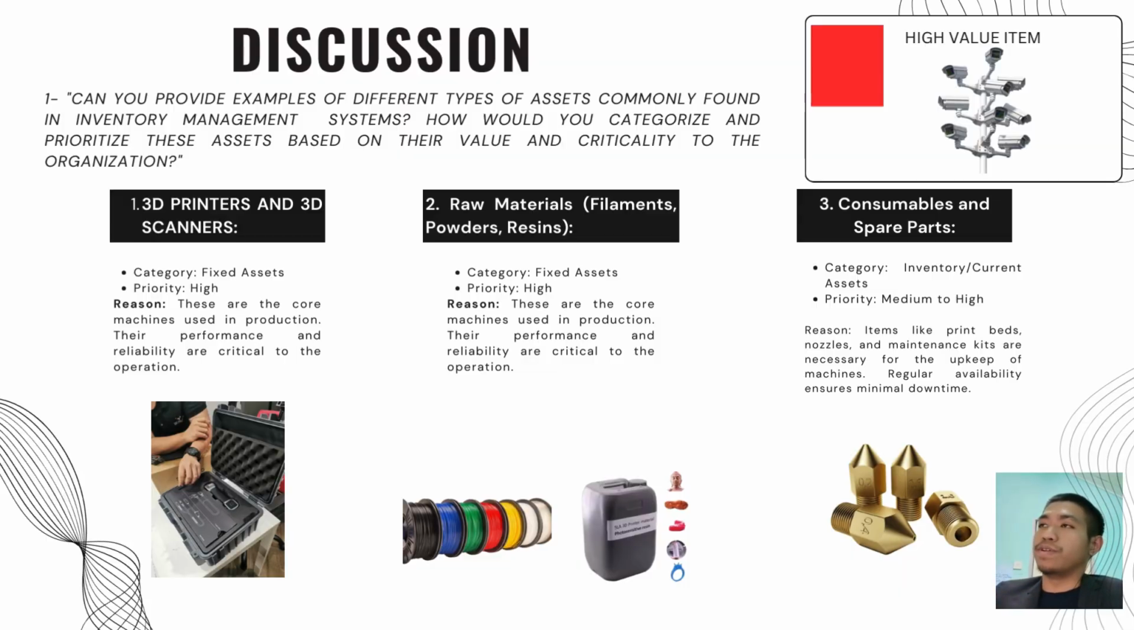So for the first part of this discussion, I have separated them into their categories. First we have 3D printers and 3D scanners. This is the main point of our business. The 3D printer is for 3D printing services and the 3D scanner is for 3D scanning services. These are fixed assets, and we must give high priority to these two machines. They are very expensive.